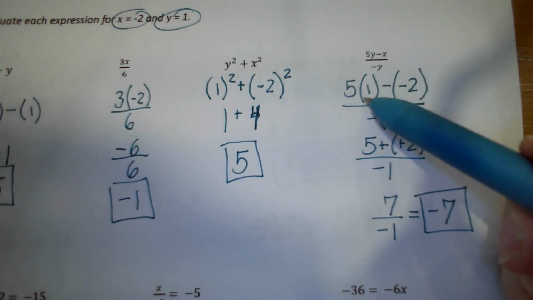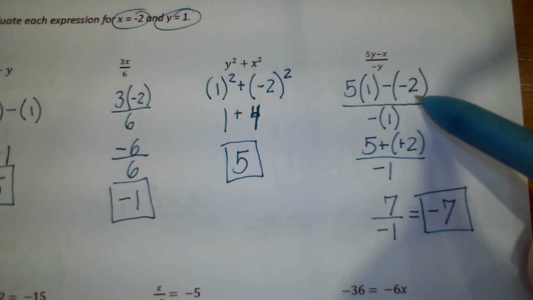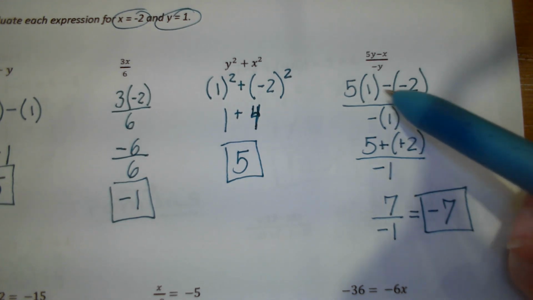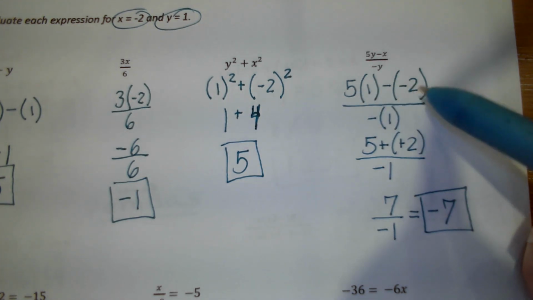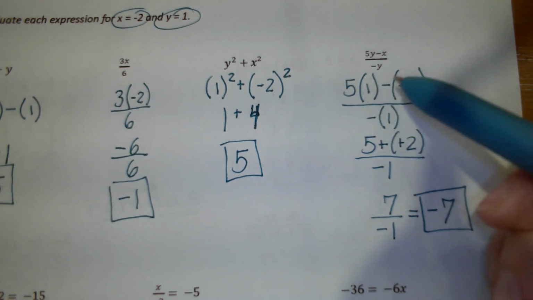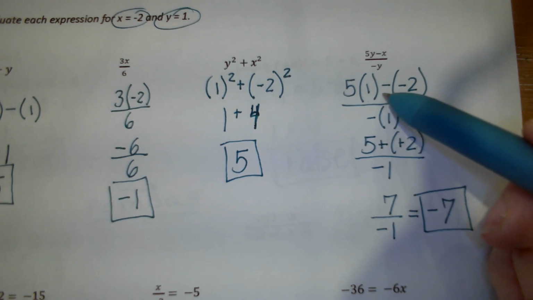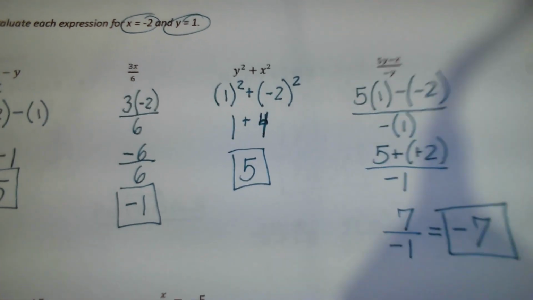Now I want to point out, here a very common mistake is to do 1 plus 2 and think that you need to multiply 5 times 3. So if you got negative 15 as your answer, we made that wrong turn. So make sure you multiply first, then subtract.